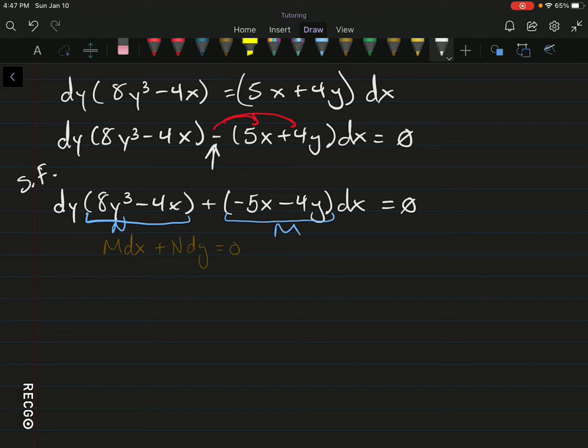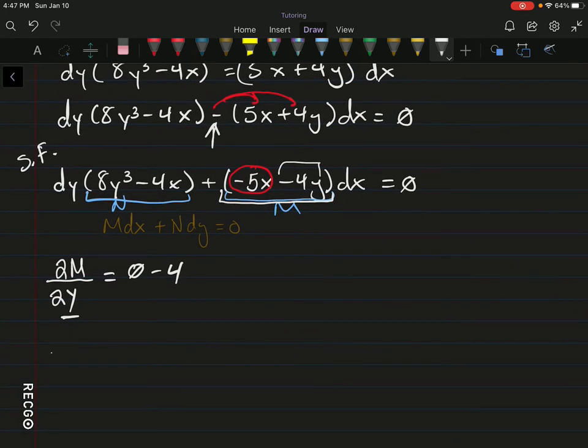So when we take the partial derivative of M with respect to y, we're going to be looking at this, and our independent variable is going to be our y, and everything else is going to be a constant. So this first part is going to be just a constant, so 0. And then the second part, which is this, actually has a y, so we take the derivative, we get minus 4.